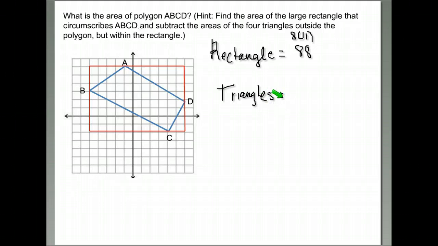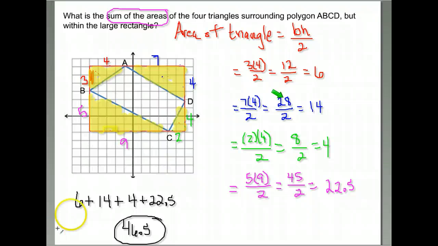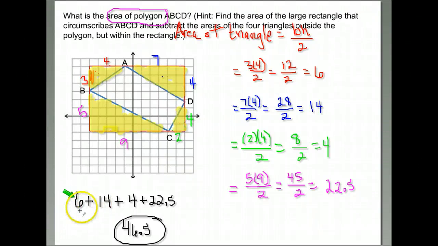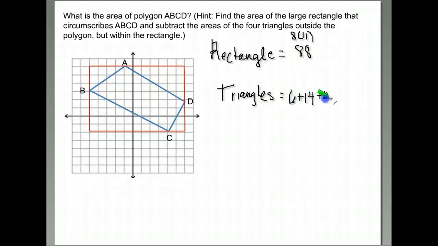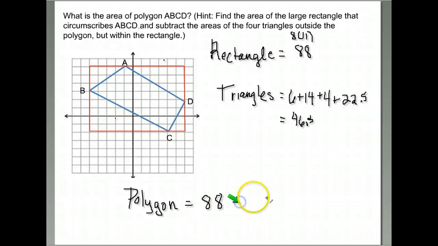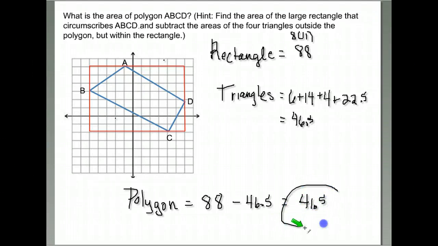The plan then is to subtract from that the area of our four triangles. Okay, so remember our four triangles. Our four triangles had area 6, 14, 4, and 22.5. So basically what we're doing is finding the area of the large figure, subtracting the parts we don't need, and we're finding the area of that part in the center. Okay, so this was an area of 46.5. So the area of our polygon is going to be equal to the area of the rectangle, which was 88, minus those triangles that are on the corner, 46.5. And we get an area of 41.5. Okay, so again, this was the big rectangle minus the triangles.